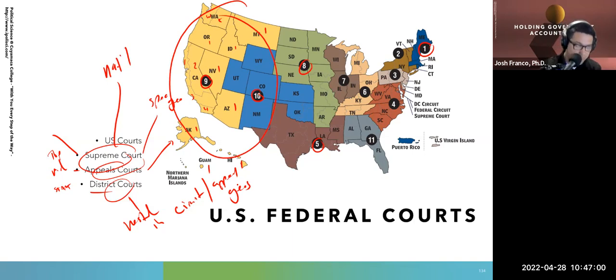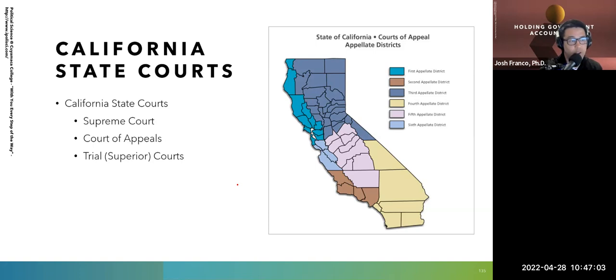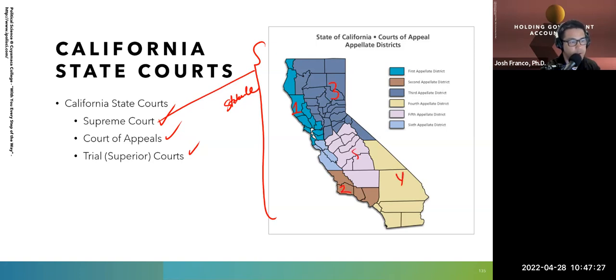Now, here in California, we also have a court system, and we also have a state Supreme Court, Courts of Appeal, and trial courts. Again, the Supreme Court would cover the entire state, so statewide. The appeals courts, there are six of them, in different districts: the 1st district, 2nd district, 3rd, 4th, 5th, and 6th. And then we have trial or superior courts, which are also called county courts, and those are nested within counties.